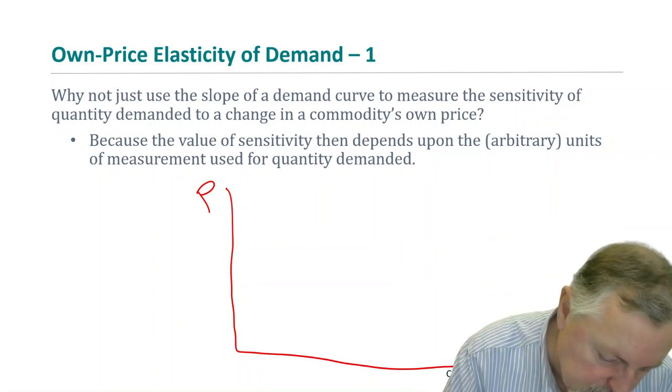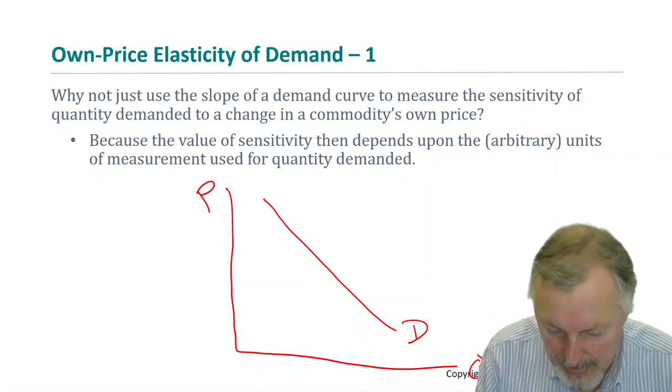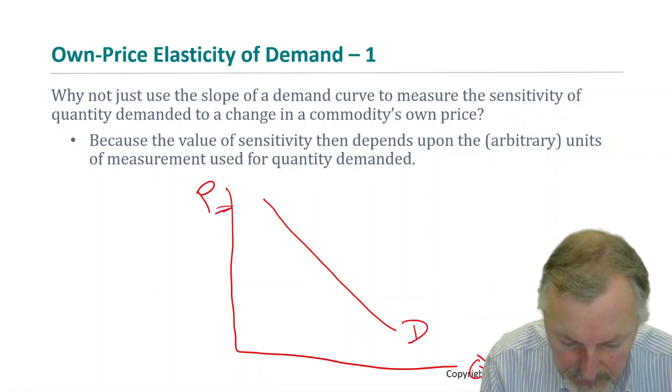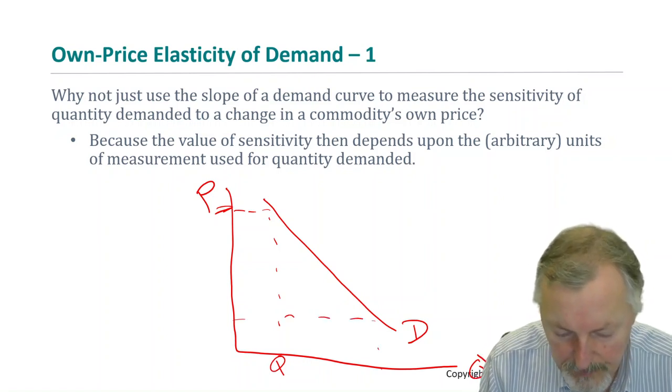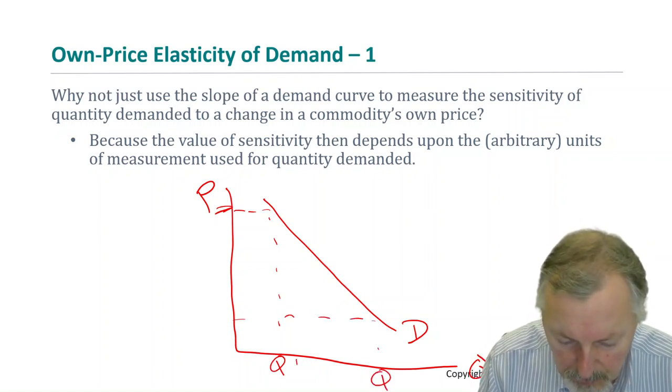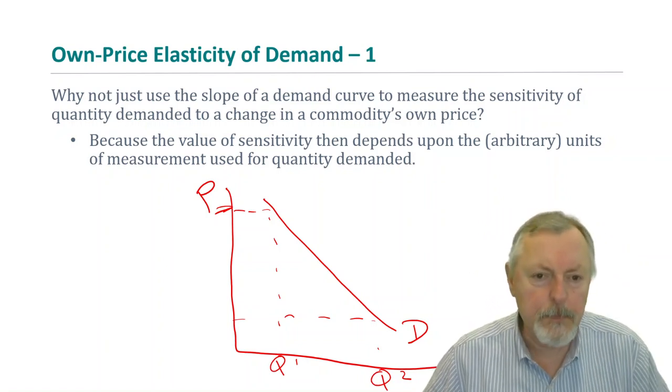Okay, there is a demand curve. At high prices, people don't want to buy many. At low prices, people want to buy a lot. Simple demand.